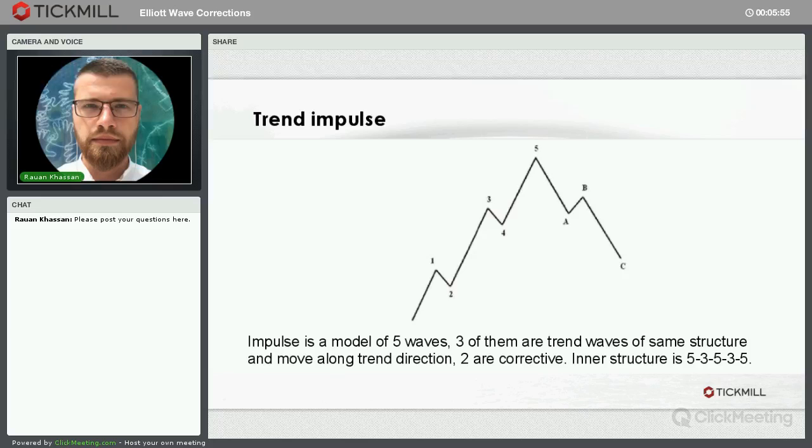Wave 2 never retraces more than 100% of wave 1. Second, wave 3 cannot be the shortest between impulse waves. That means between waves 1, 3, and 5. Third, wave 4 doesn't overlap the price range of wave 1 except in a diagonal triangle. And fourth, wave 5 finishes above wave 3. These rules cover the first part of the scheme we are seeing on the slide.